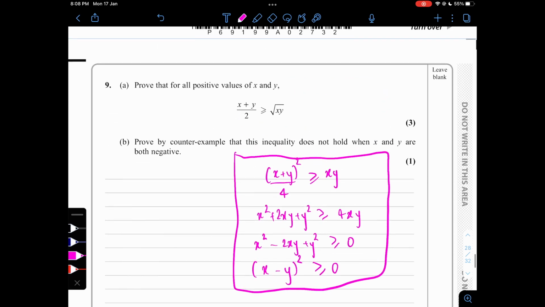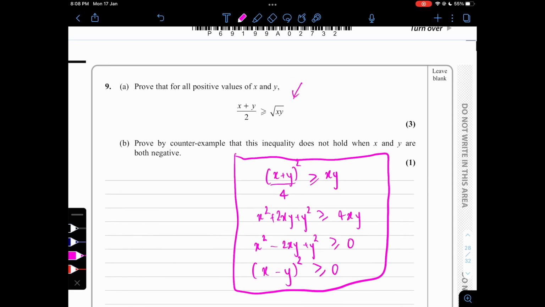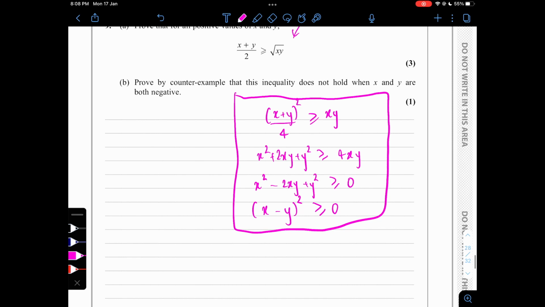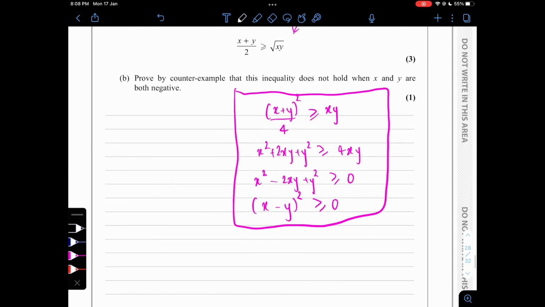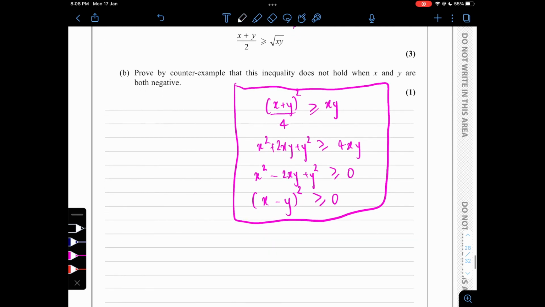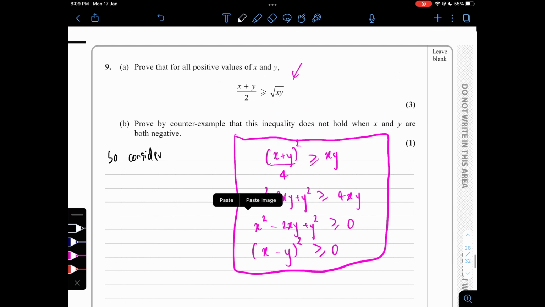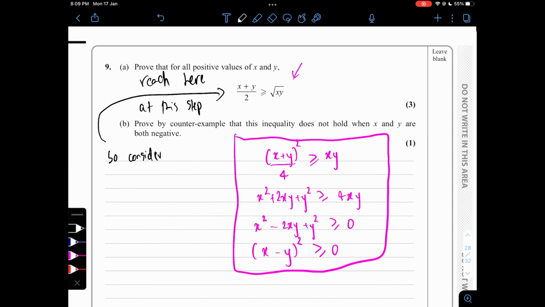We just start to see where this would lead us. But is this what we write in the paper? No, we don't write this. We write what we write in black. So consider, because we want to reach here. Basically, we want to start off with something and then we want to reach here at this step. In order for us to do that, we work backwards to see where we start off from. So we start from here.